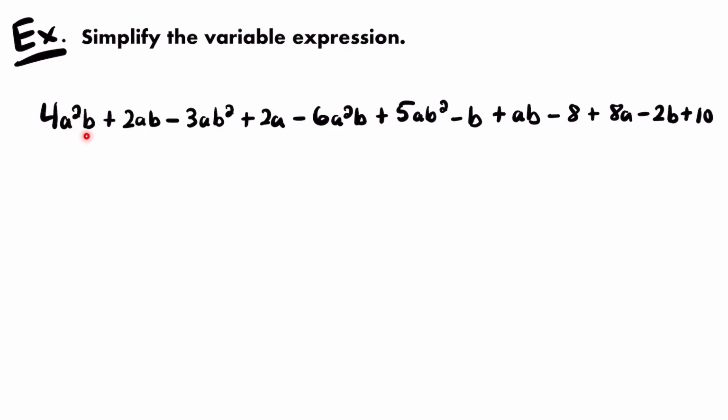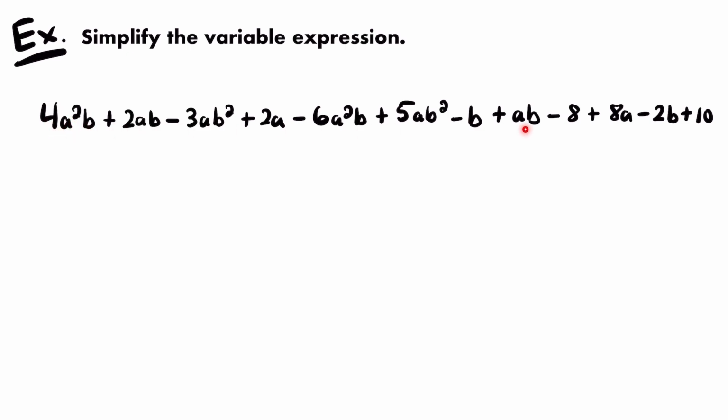We have 4a squared b plus 2ab minus 3ab squared plus 2a minus 6a squared b plus 5ab squared minus b plus ab minus 8 plus 8a minus 2b plus 10. Okay, so once again, don't let the number of terms overwhelm you. Just start looking at them one by one and seeing if you have any like terms, if any of the terms have the same variable part. So starting with the first term here, we have 4a squared b.